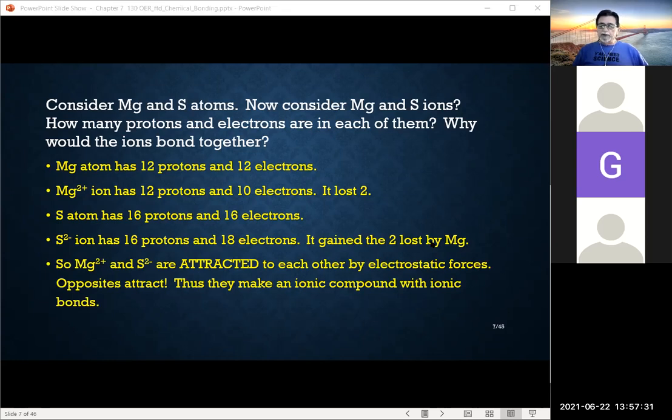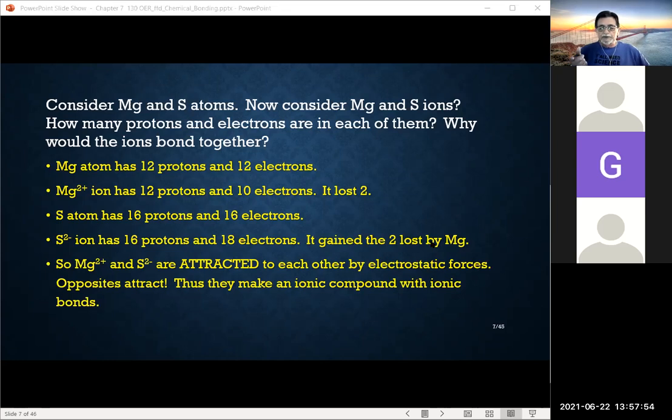So a magnesium atom has 12 protons, 12 electrons. When it becomes ionic, it's going to lose electrons because it's a metal. Plain and simple, it's a metal. So it would lose 2 electrons and now has 10 electrons, which is isoelectronic with neon. Had a senior moment there, I had to look it up.